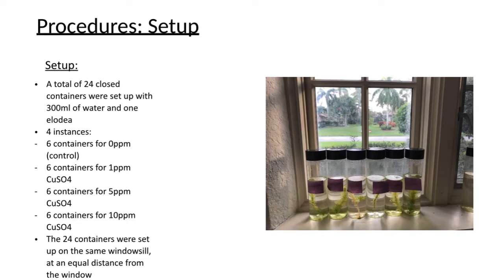There were 6 containers for 0 ppm copper sulfate, the control, 6 containers for 1 ppm copper sulfate, 6 containers for 5 ppm copper sulfate, and 6 containers for 10 ppm copper sulfate. All 24 containers were set up on the same windowsill at an equal distance from the window, as can be seen in the picture.